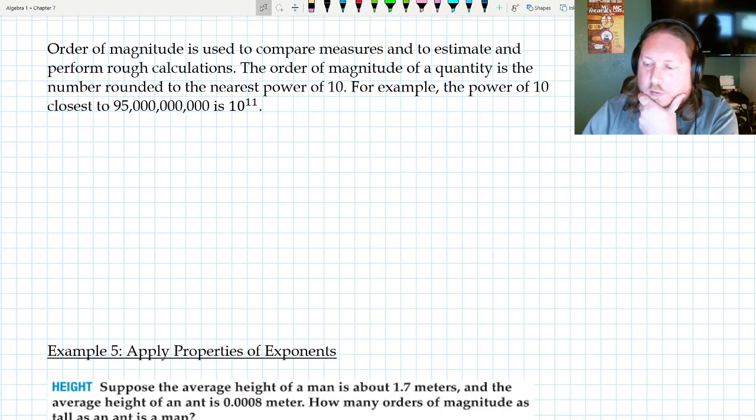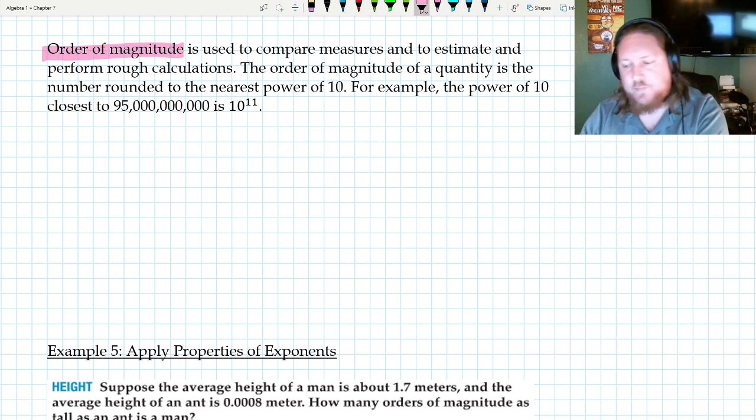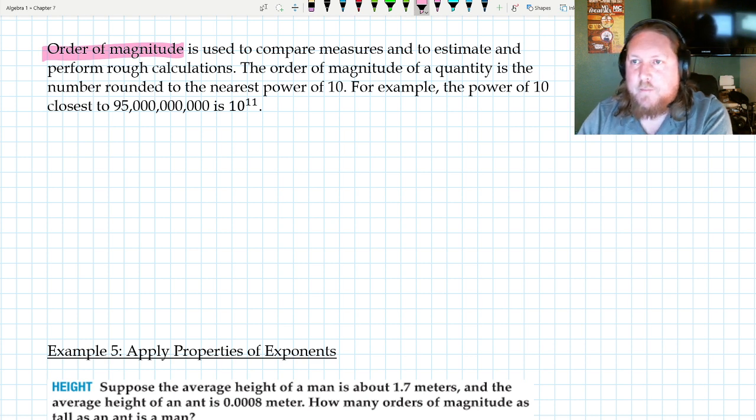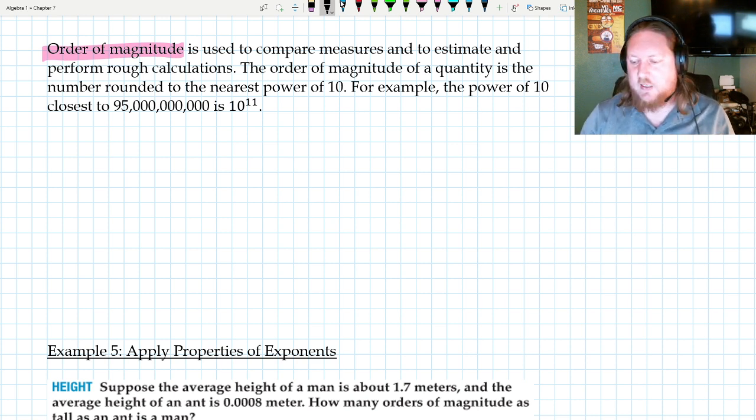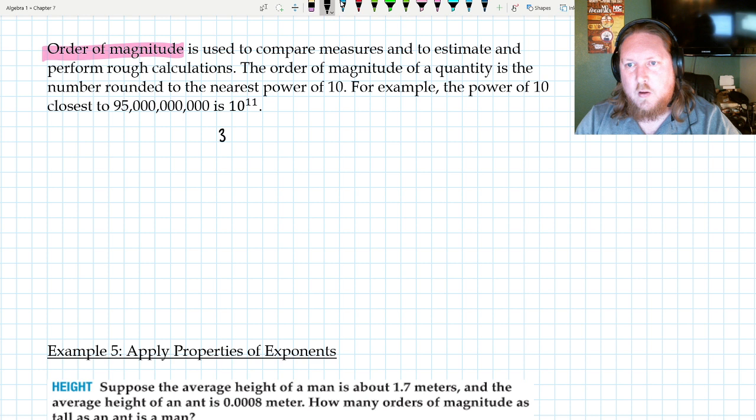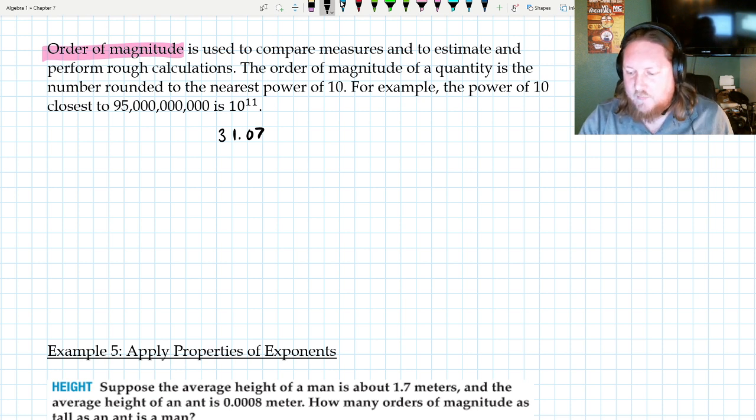Order of magnitude is a way we describe things generically. This is one thing people get hung up with when doing something like calculating a tip. Let's say the cost of a burrito, an enchilada, and a couple sodas at a restaurant was $31.07. When I go to calculate the tip, I don't calculate it for $31.07. If it's bad service, I calculate it for 30. If it's good service, I calculate it for 35.